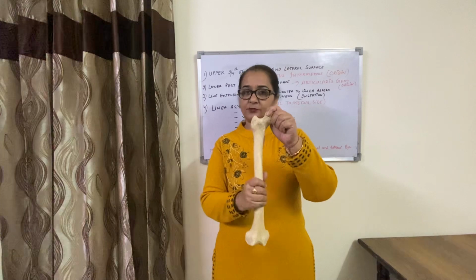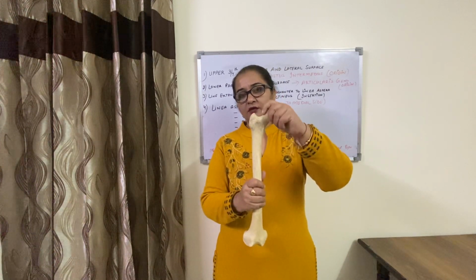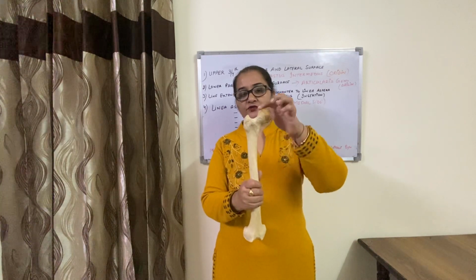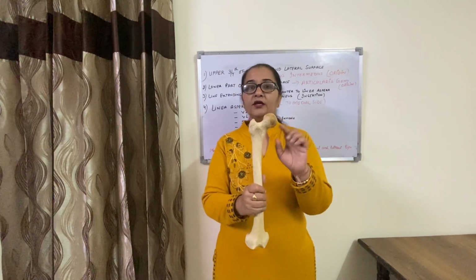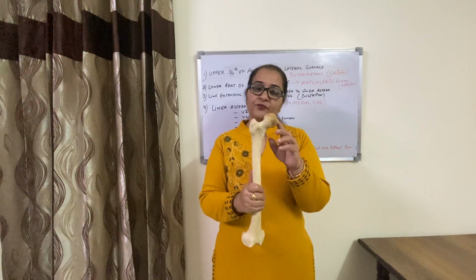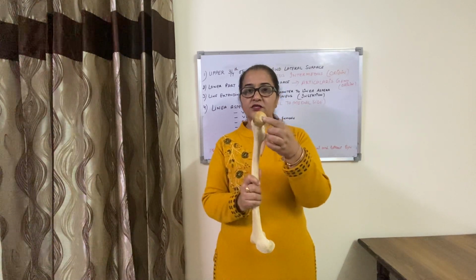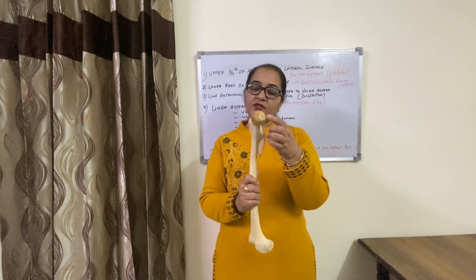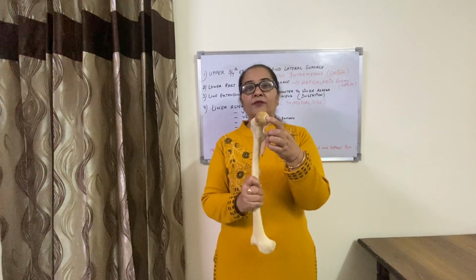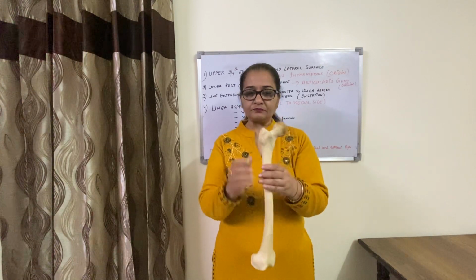Now coming to the description of the head first. It is more than half of a sphere, and this structure fits itself into the acetabulum of the hip bone to form the hip joint. Now if we see just below the center of this head, there is a pit which is known as the fovea. This fovea is going to give attachment to the round ligament or ligament of teres. So the ligament of teres is attached here.